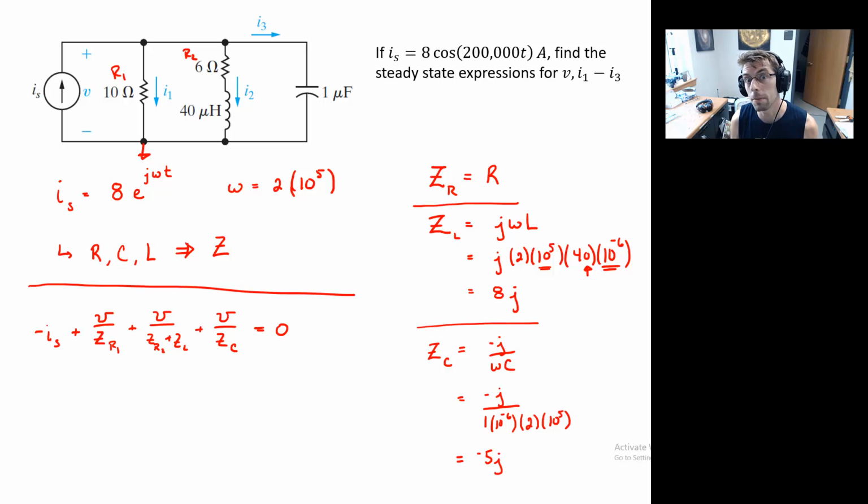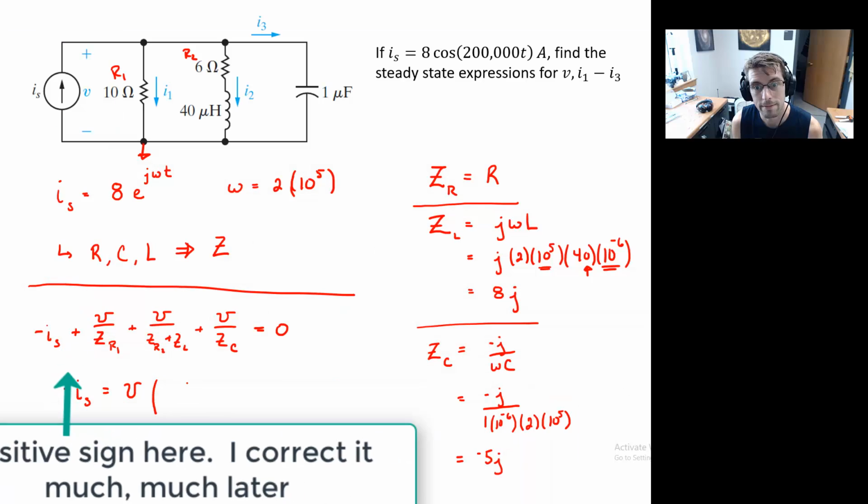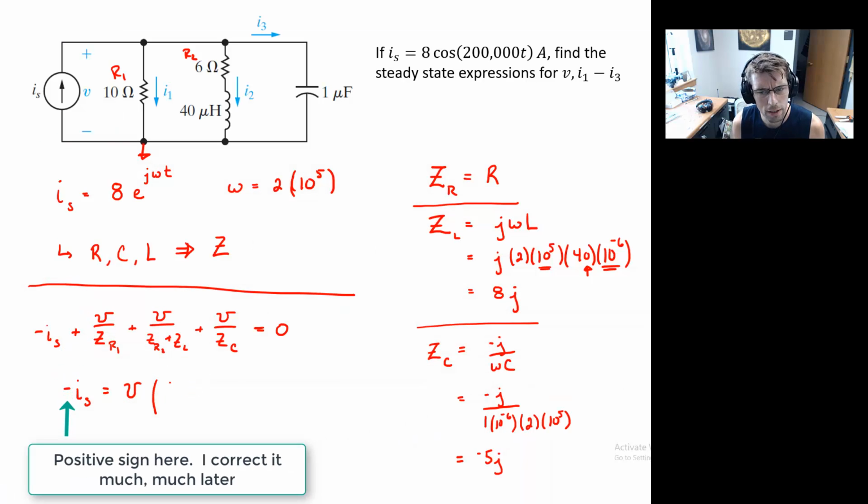Well, we want to get V by itself. And so we have something that says the current source equals the potential at the node times all this rigmarole. Okay. Well, let's see here. We have 1 over 10. I'll go ahead and write this out for a moment. Plus 1 over 6 plus 1 over 8j. Okay. Plus, okay, 1 over z would be 1.